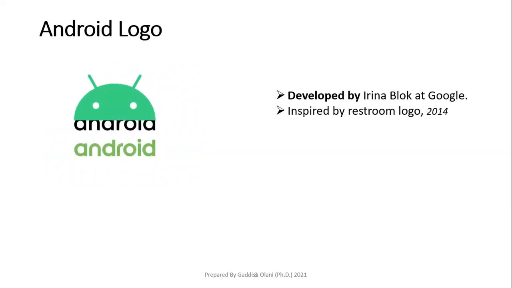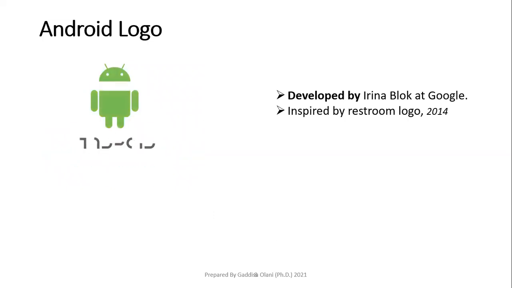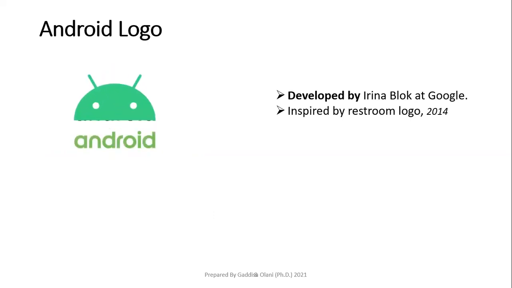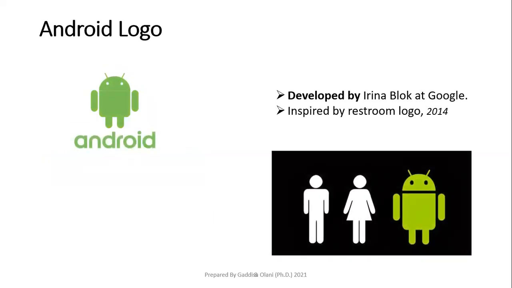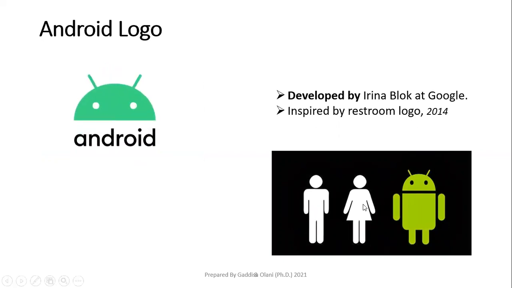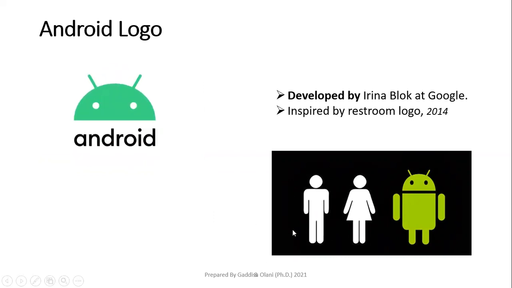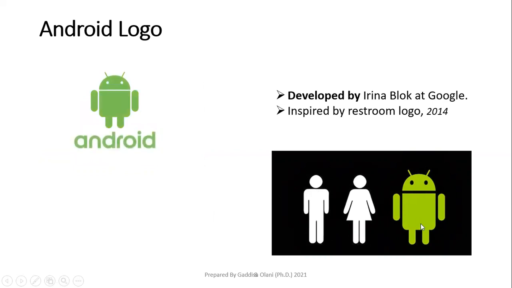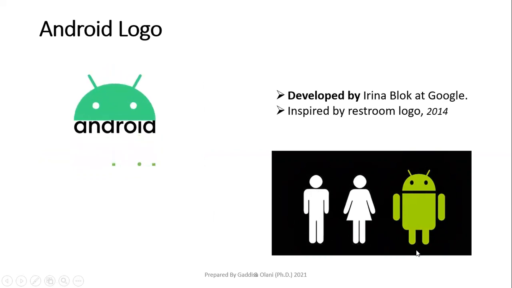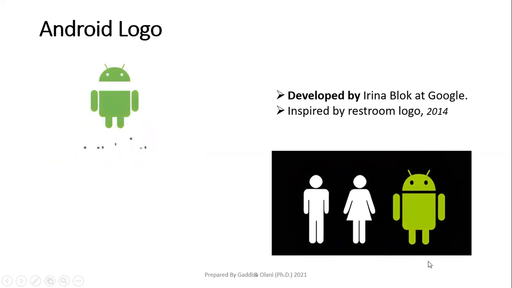If you take a closer look, you are very familiar with this logo. So this is the logo of Android, and it was developed by Irina Block at Google in 2014. The idea comes from the pictures we see most of the time when we go to the bathroom, this symbol, yes? She was motivated by that, and she came up with some sort of robot and a sticky person, and this became the dominant icon for Android.